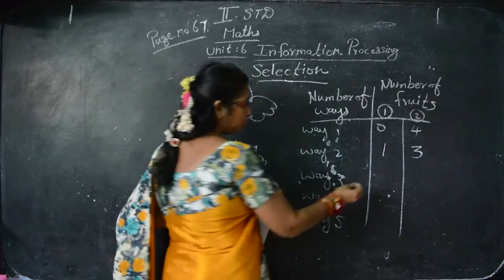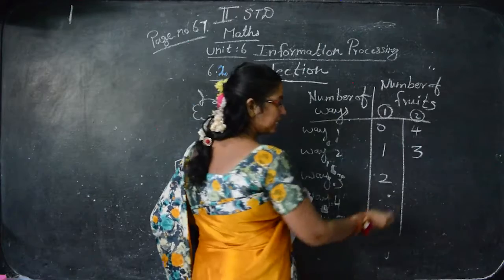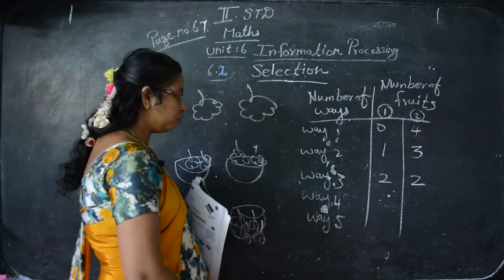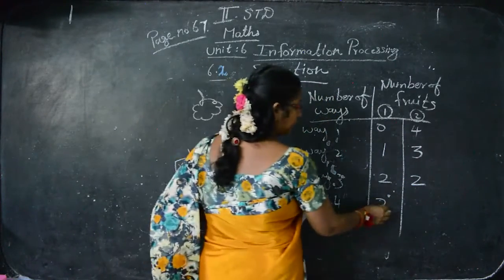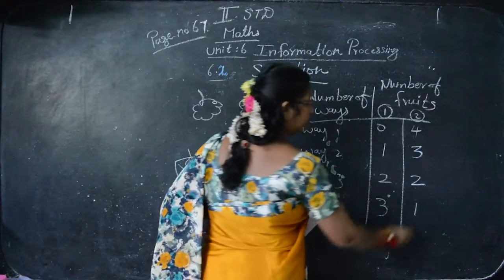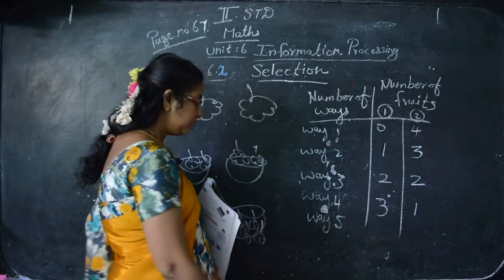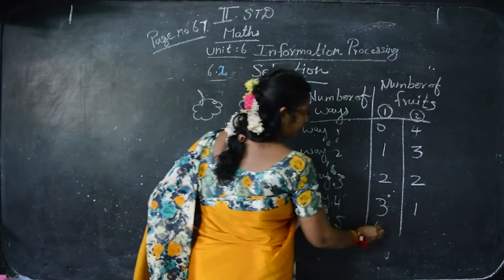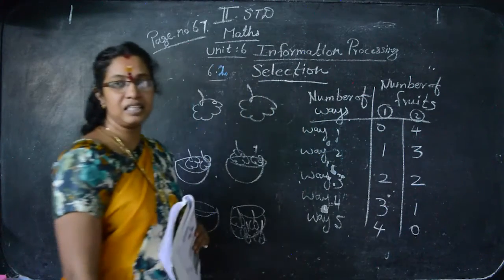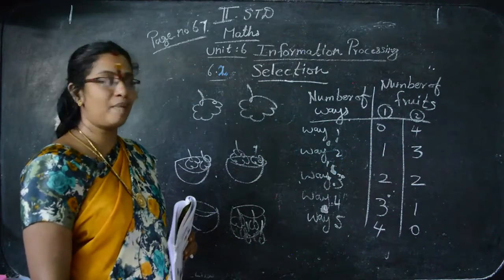How? 2 fruit in one basket and another 2 fruit in another basket. Okay, way 4. 3 fruit in the first basket and 1 fruit in the second basket. Okay, way 5. 4 in one basket and nothing in another basket. Like this we can arrange the fruits in 2 baskets.